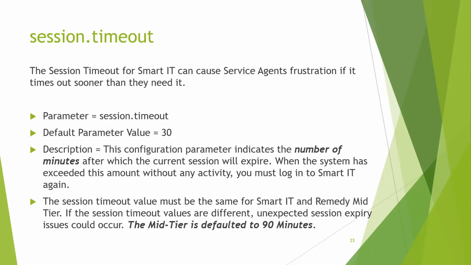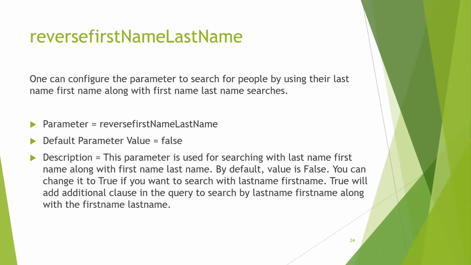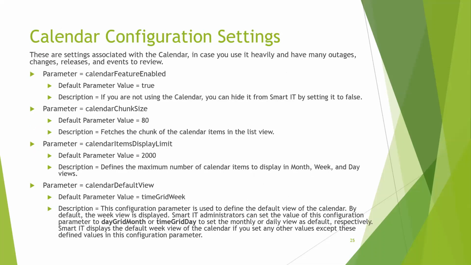Session timeout. By default, it's 30. We set ours to 90. I'm sorry, the mid-tier is set to 90. The default is 30. We had to set it to 90 because we were having problems with the mid-tier timing out and Smart IT timing out before the mid-tier would and stuff like that. So you might as well set that. Some people want to search things, so you could do your reverse of first name, last name. So you can turn that on, so you can search opposite directions if you wanted to.